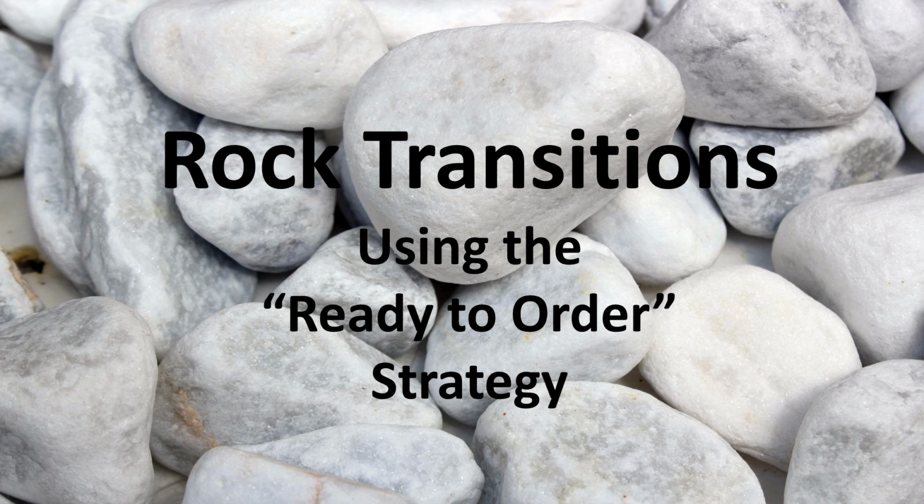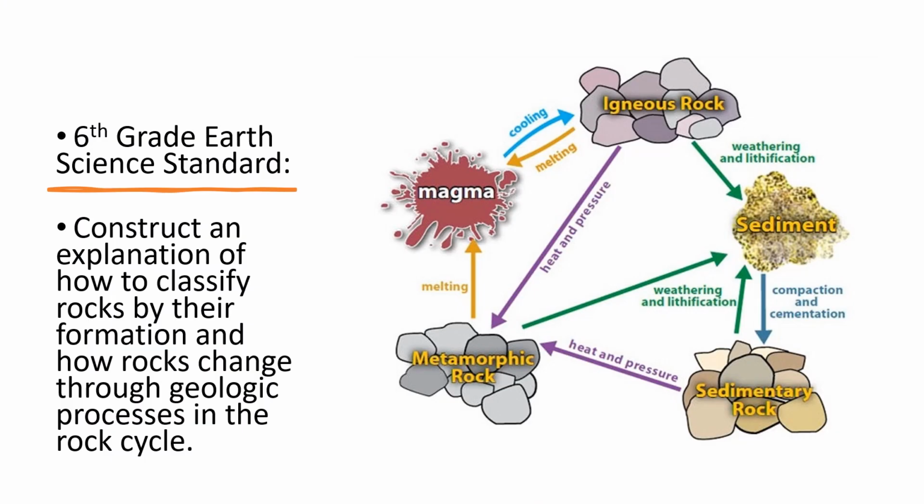Today we're going to talk about a strategy called Ready to Order that I used with my 6th grade Earth Science classes. The 6th grade Earth Science standard that we were trying to master in this lesson is that students should be able to construct an explanation of how to classify rocks by their formation, and then how rocks can change through the geologic processes in the rock cycle.